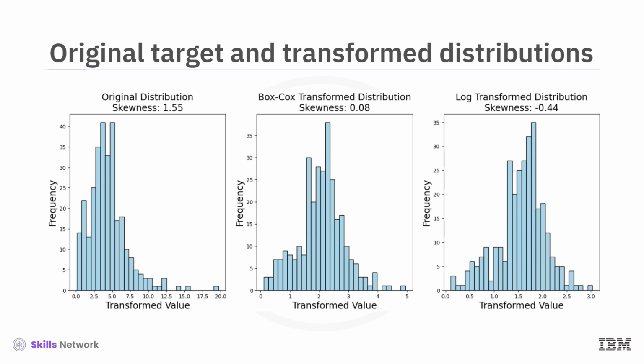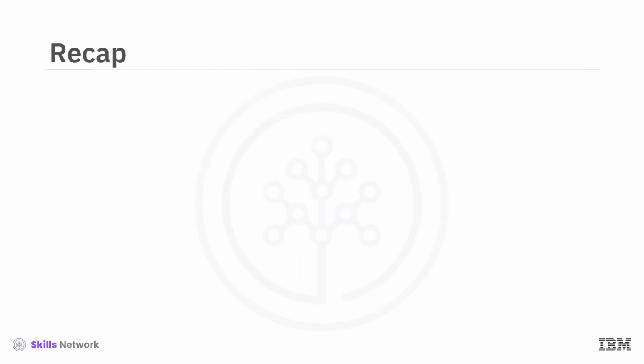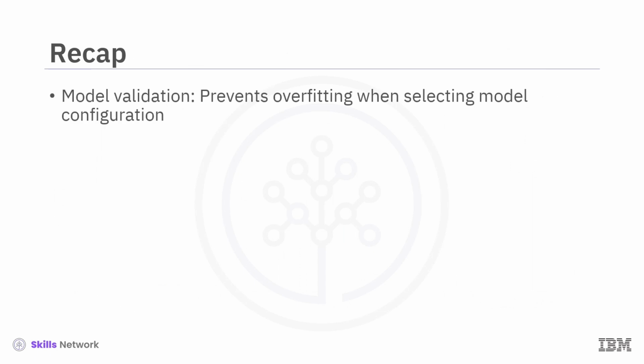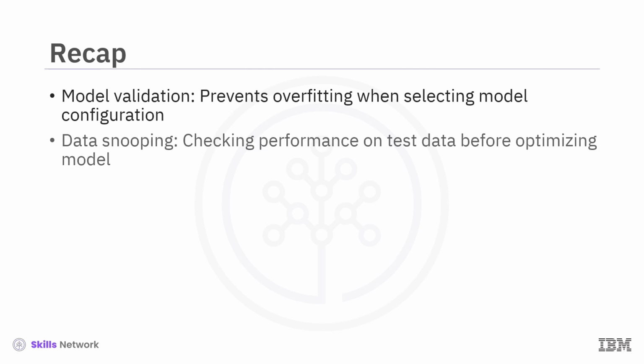Observe how well linear regression can fit each of these representations of the target variable. In this video, you learned that model validation helps you prevent overfitting when selecting the best model configuration by tuning hyperparameters. Checking performance on the test data before you are done optimizing your model is called data snooping.